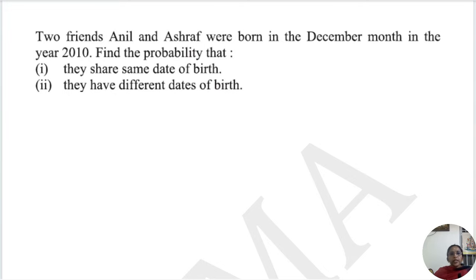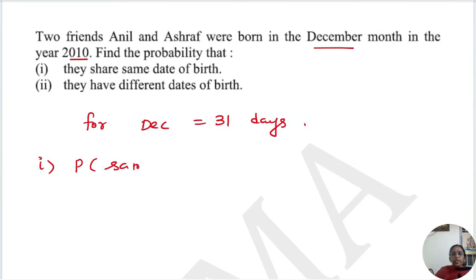Two friends, Anil and Ashraf, were born in the month of December in the year 2010. Find the probability that they share the same date of birth, different date of birth. So this is December month in the year 2010. So for December month, we know the total number of days, 31 days. And for the first subdivision, probability they share the same date of birth, that is only 1 day is possible out of 31 days.